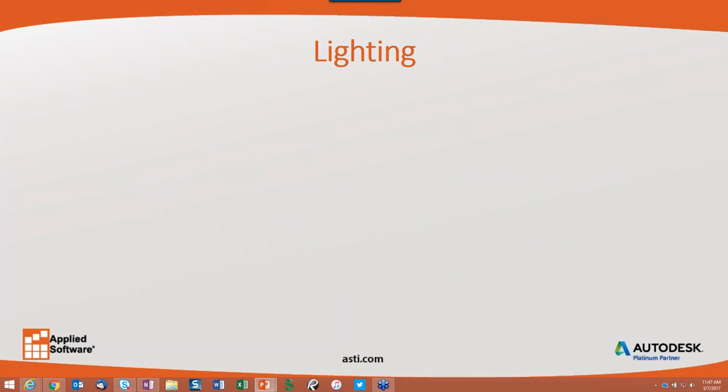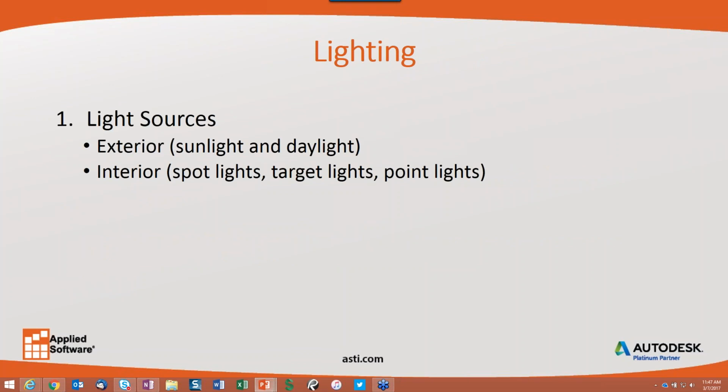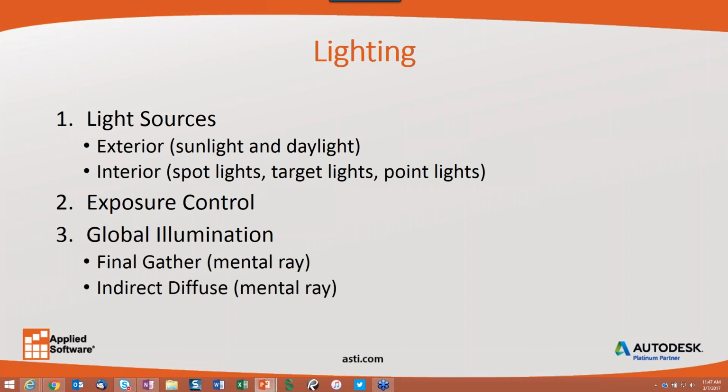Regardless of the rendering engine you choose to use, the majority of time spent in most of your scenes will be working with lighting. This includes light sources such as sunlight and daylight systems, as well as artificial light sources included with the linked Revit geometry or 3ds Max photometric lights. It is also necessary to establish your exposure, much like setting exposure for a camera. And finally, depending upon the scene, you may need to work with mental ray global illumination settings.